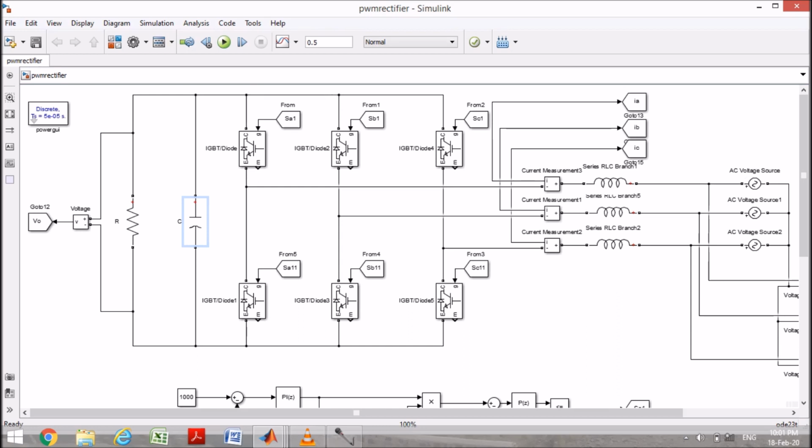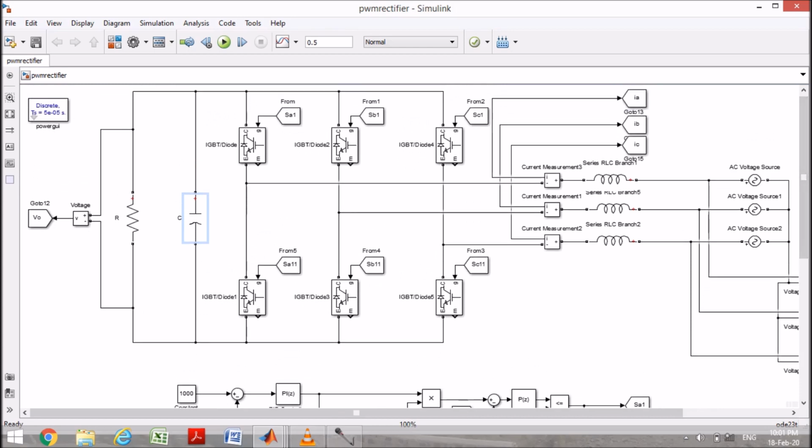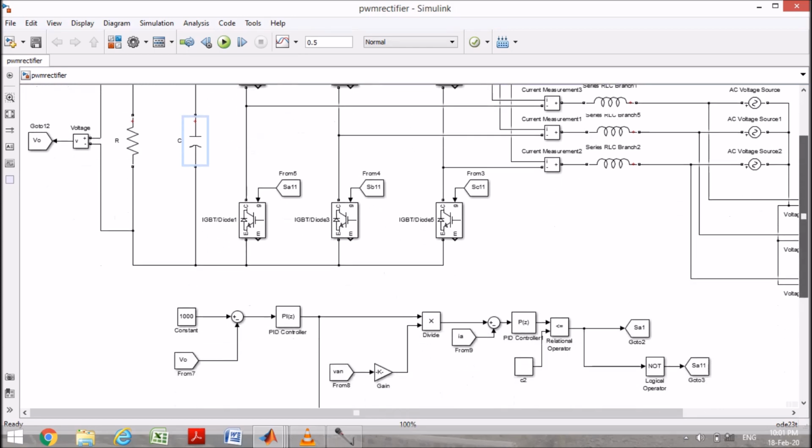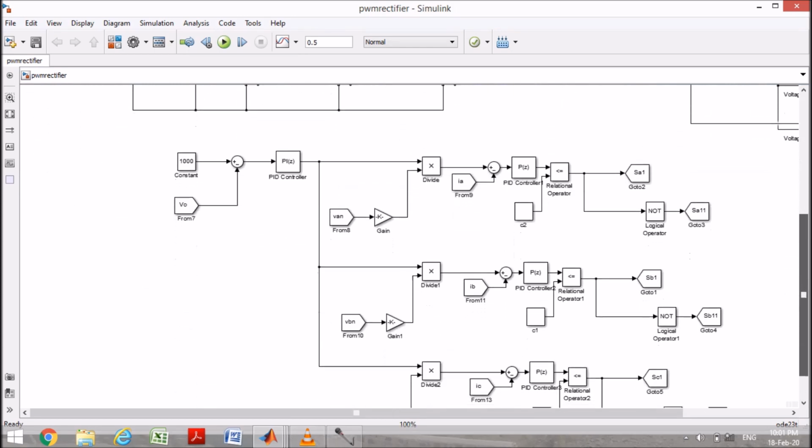This high power factor converter is also called a PWM rectifier. PWM rectifier or high power factor converter, both are the same. Now how do we maintain the two things? Here the control logic is there. We have to fix some reference voltage, how much you want to maintain across the capacitor.